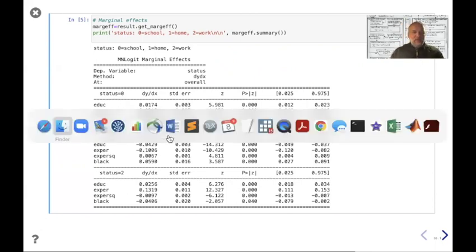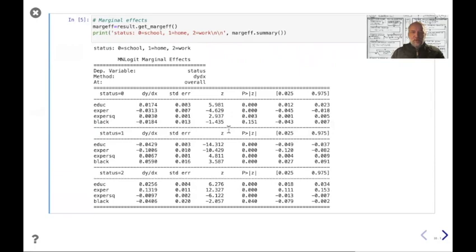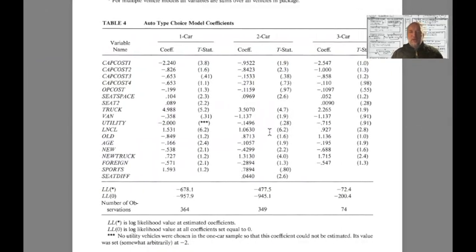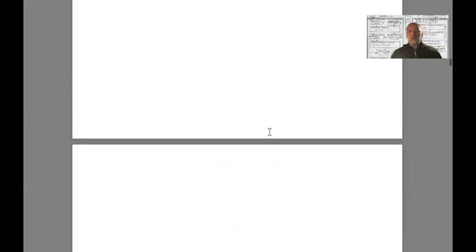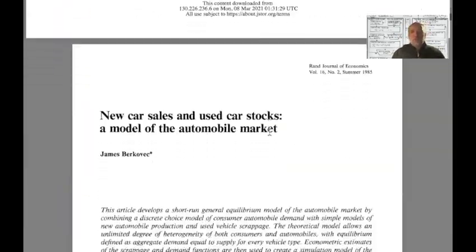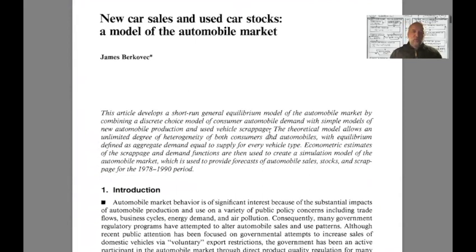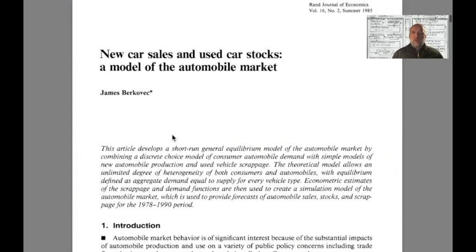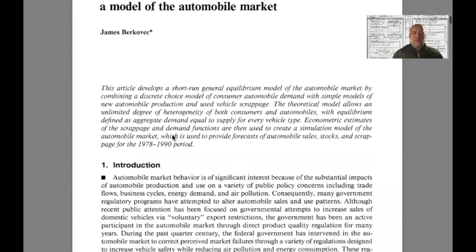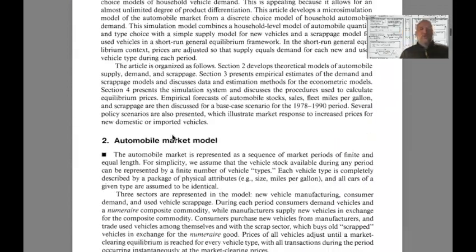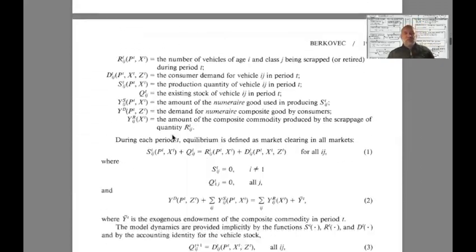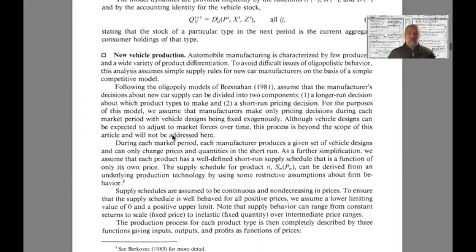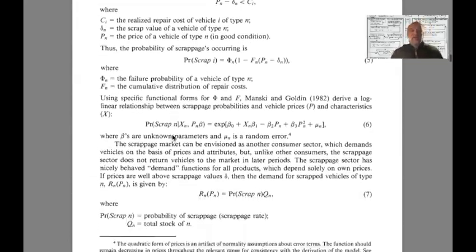I think I have an example here of a paper that's doing a conditional logit model. It's actually not a conditional logit model, it's a nested logit model, but let's not focus on that. It's a really nice paper about car sales and used car stocks in the automobile market by Jim Berkovich. It came out in RAND in 1985, so it's a classic, actually. It's one of the first papers modeling automobiles that allowed for equilibrium effects and scrappage and all sorts of things. But that's not what we want to talk about today.